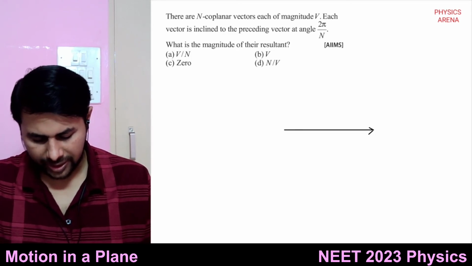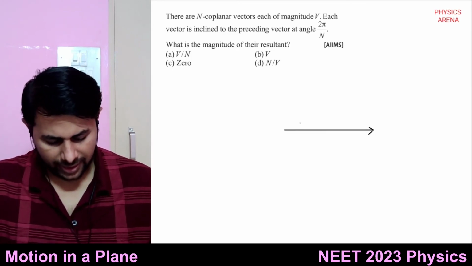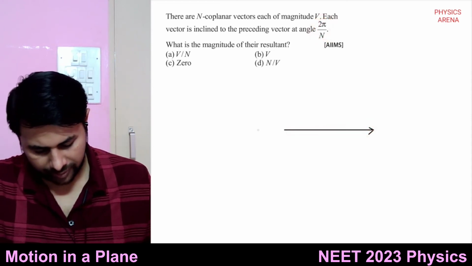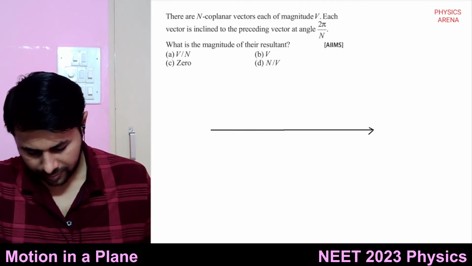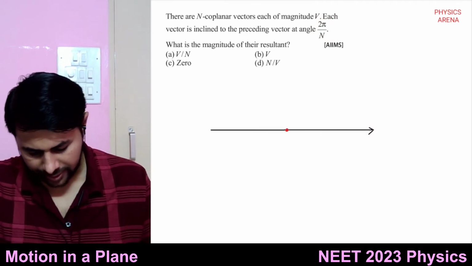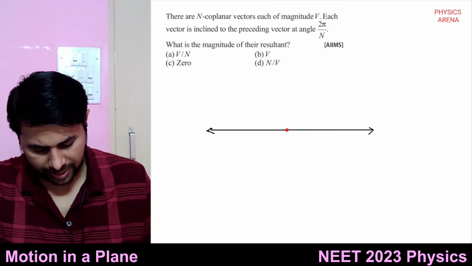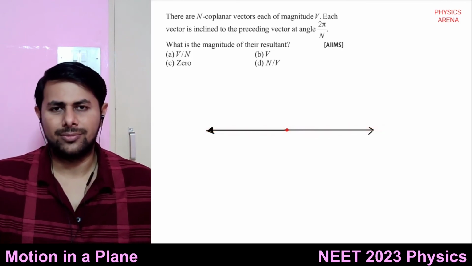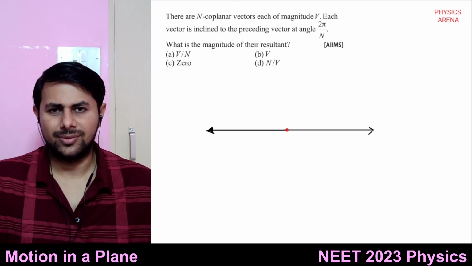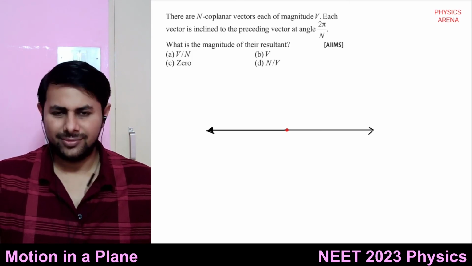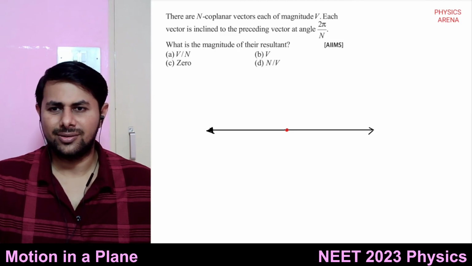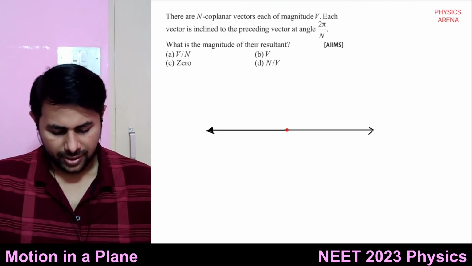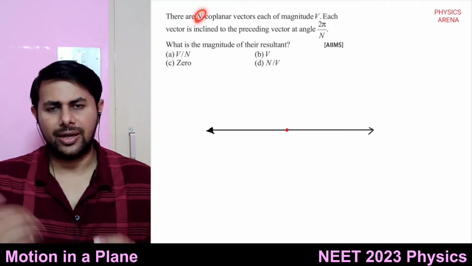That means the other vector I should draw is at an angle of 180 degrees with respect to this vector. So the other vector should be directed like this. So this is our start point, and the magnitude of these two vectors is equal. So what is the resultant of these two? Zero, right? So the resultant is zero.